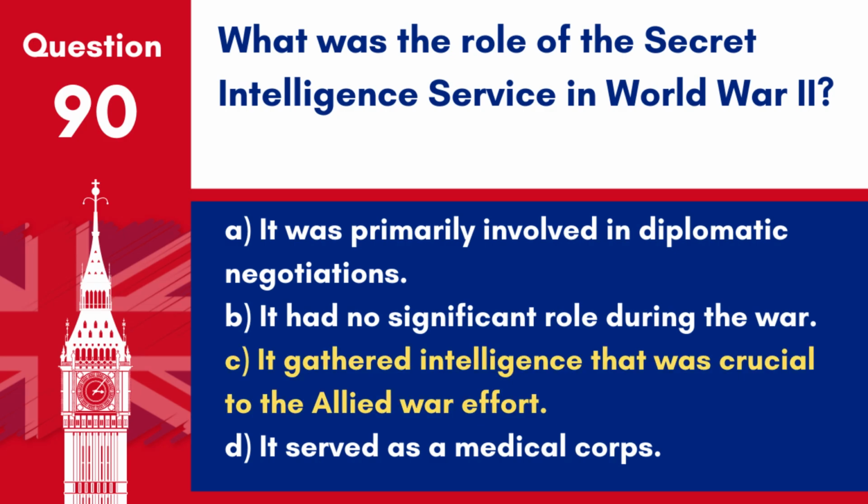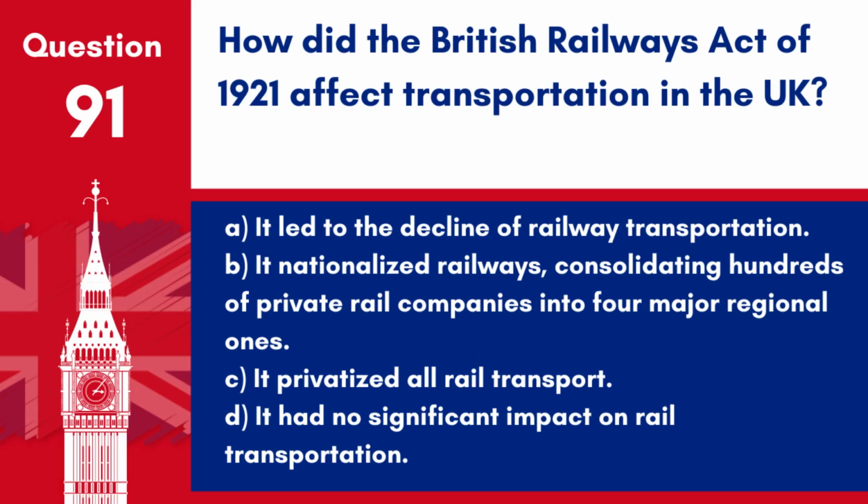Answer: C. It gathered intelligence that was crucial to the Allied war effort. Known as MI6, the Secret Intelligence Service played a critical role in collecting and analyzing information that significantly aided the Allies in planning and executing military operations during World War II. Question 91. How did the British Railways Act of 1921 affect transportation in the UK?